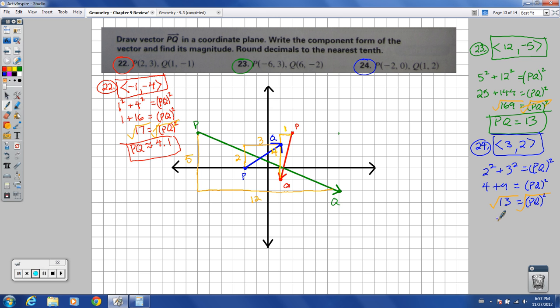I didn't say a component form. The component form is right here. The magnitude is the square root of 13 for PQ. This would cancel out with that. And it does say to round your answers to the nearest tenth. So I would want to make sure that I do that here. PQ is approximately 3.6. Right, so one more here, 25.